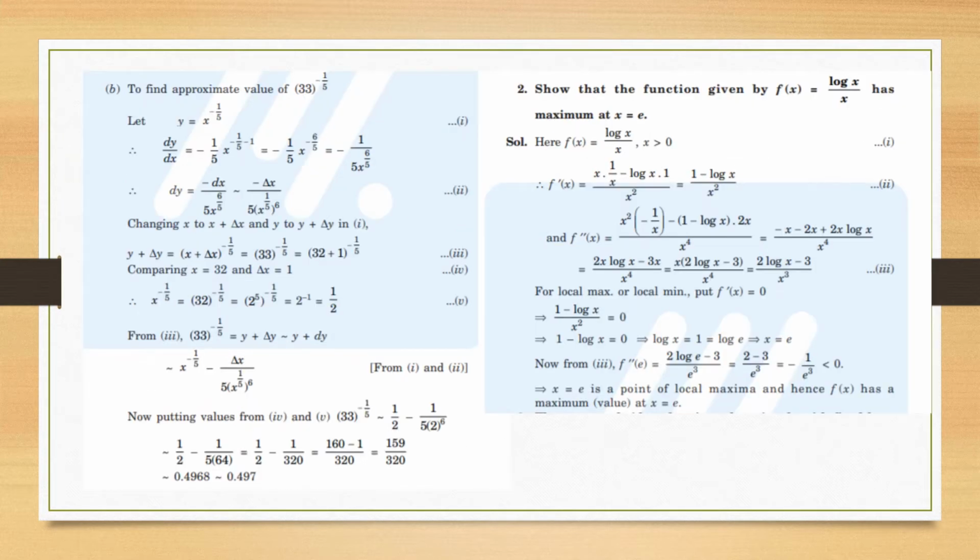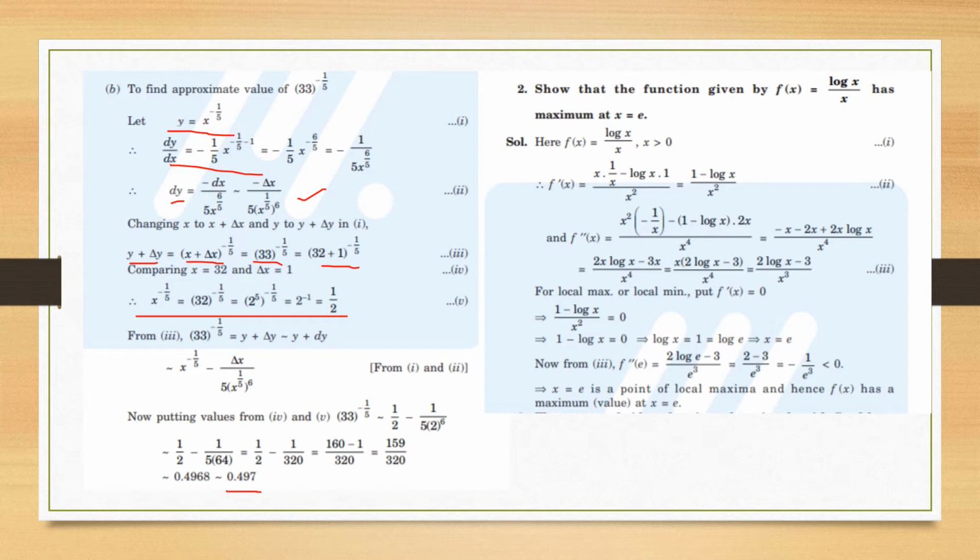Similarly, for this, y is x raised to power minus 1 by 5, and we take the derivative. dy can be written as minus delta x upon this. Now y plus delta y changes to x plus delta x. So to take it out of the fifth root, I should take x as 32. So it is 2 raised to power minus 1, that is 1 by 2. So after applying the same result, changing it to y plus delta y form and putting all the values, I get that it turns out to be 0.497.